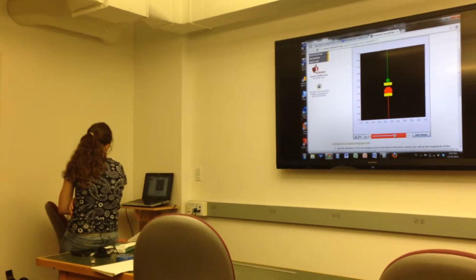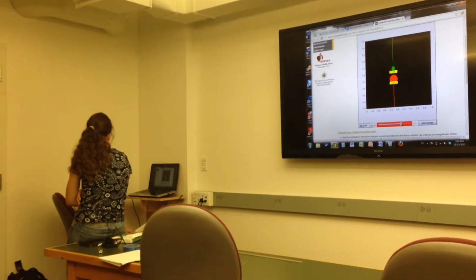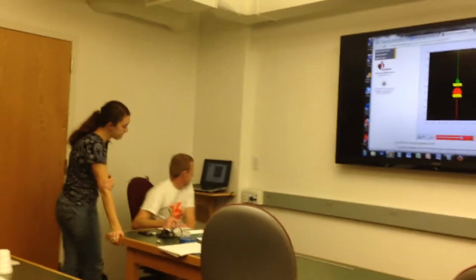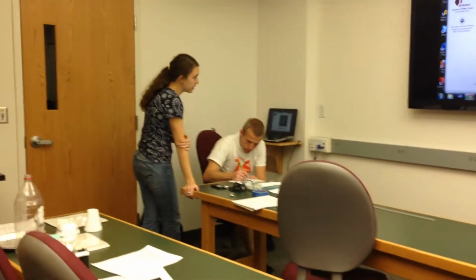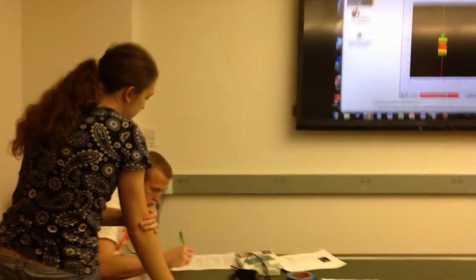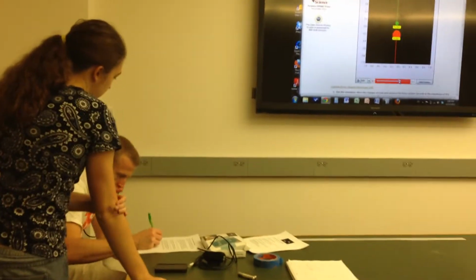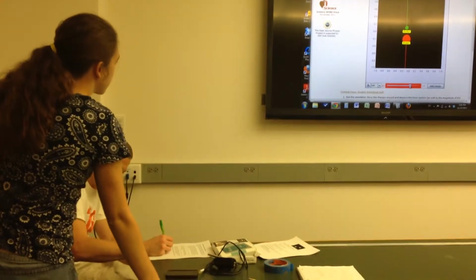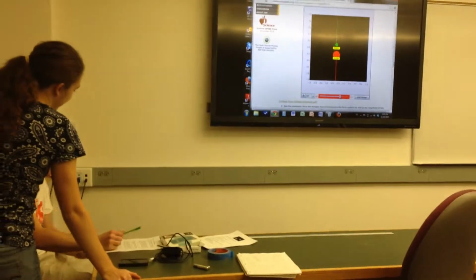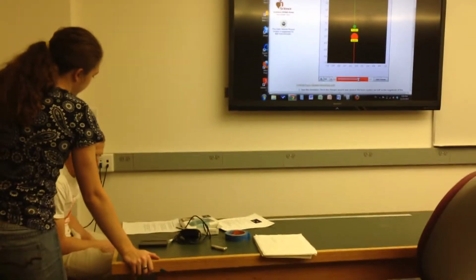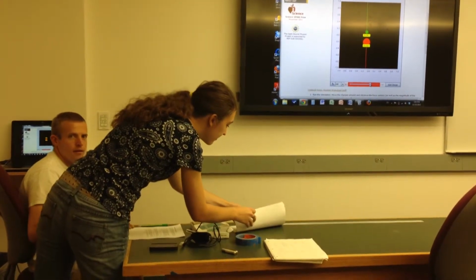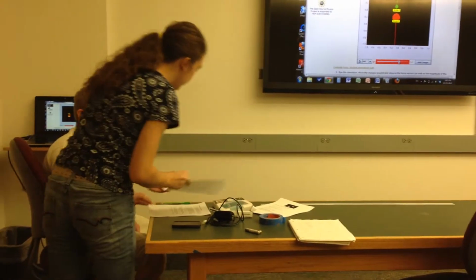Sketch your configuration below and record the force on each particle. That's it right there. So green on the top, the red on the bottom. Force is 24.7 force units. Yay, you did it! Is there more? Oh, sorry. Yep, it is on that page.